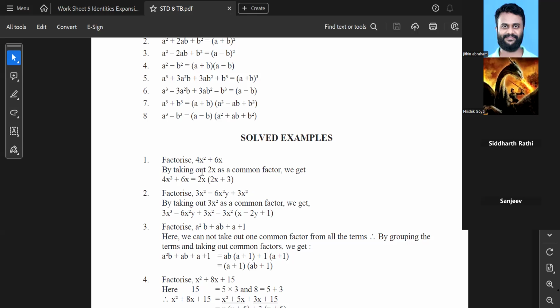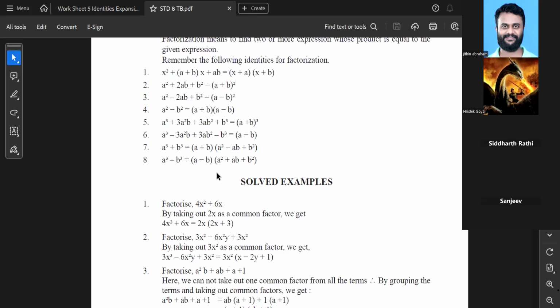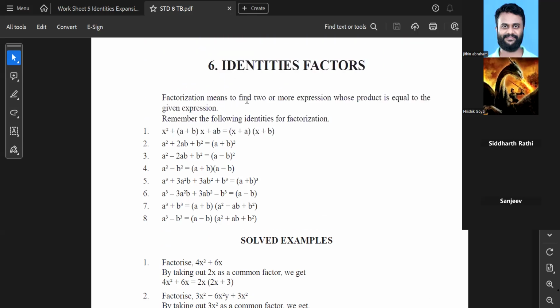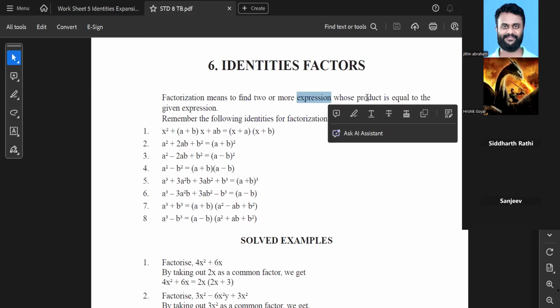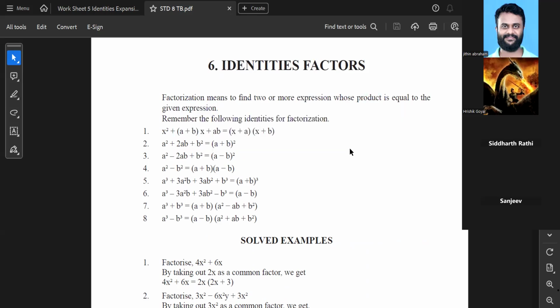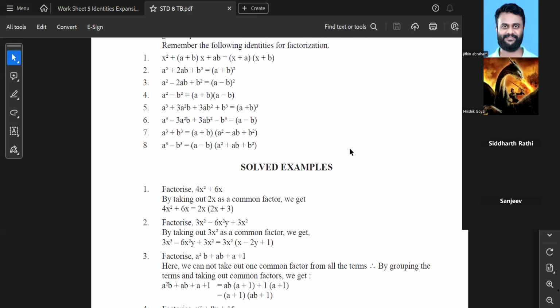This is a very simple problem. Factorizing means what? Finding out two or more expressions who, when multiplied, will give you my original expression. In short, whatever the original expression is, we have to break it into two different expressions in terms of multiplication. For example, in this case, taking common out. So taking common out is the very simplest example to factorize any equation, any identity.